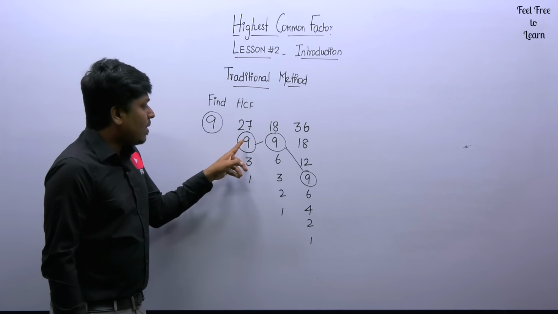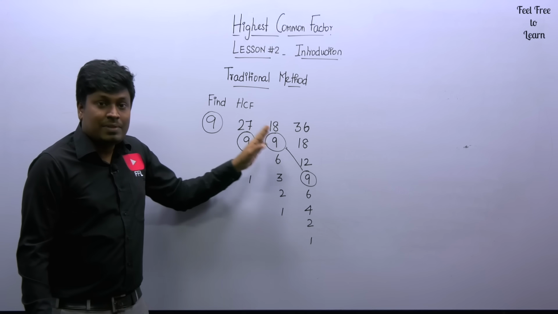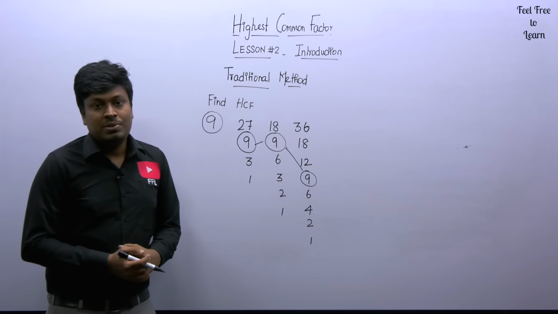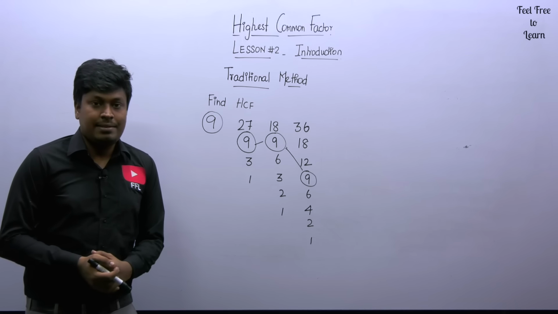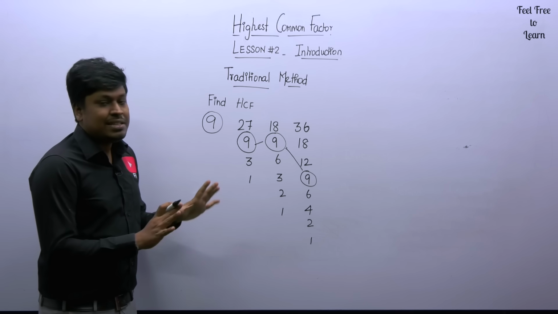Got it or not? So highest common factor. Out of the factors of the numbers, 9 is the highest and also 9 is common. So we are saying that 9 is the HCF for the numbers. Got it or not? So this is called, friends, the traditional method, right?